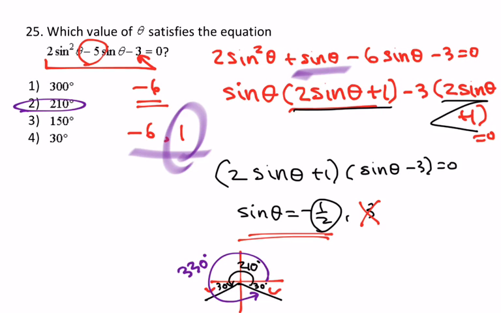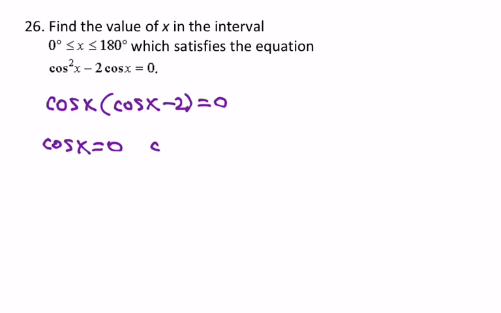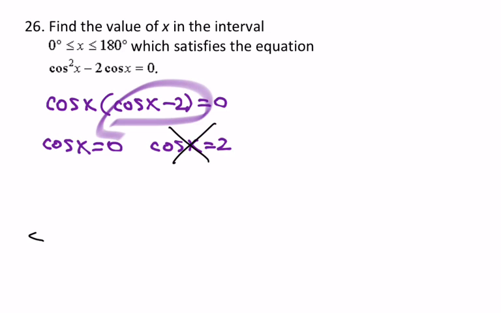Let's look at the last one. Number 26. So first we're going to factor. Cosine x is common in both cases. So we get cosine x minus 2 equal to 0. That means cosine x has to be equal to 0, or cosine x has to be equal to 2. So the second parenthesis here can be equal to 0 as well. But cosine cannot be greater than 1 or less than negative 1. So therefore, cosine being equal to 2, that's not possible.